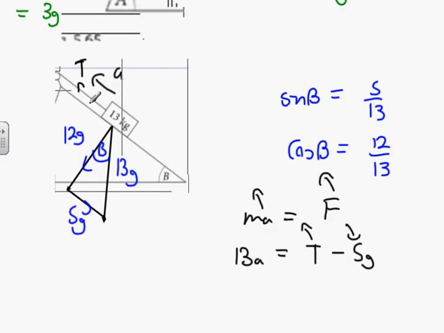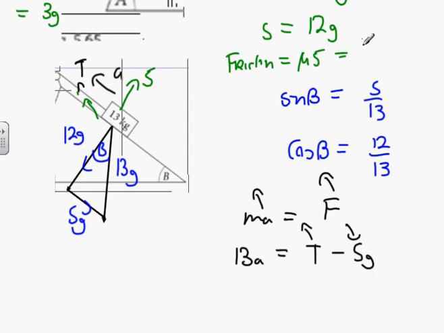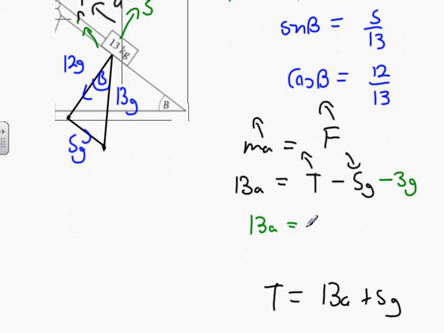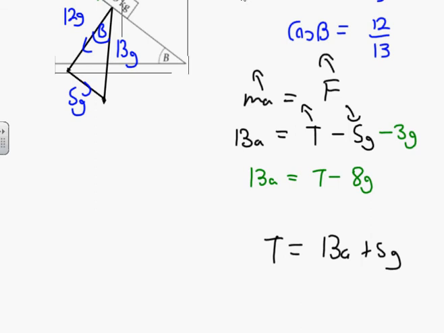What about here, guys? Friction once again at the back of it all. What's our S value this time? S value in exact opposite to the weight. S value is 12G. Your friction is going to be mu S, which is 1/4 of 12G, which is, somebody told me 3G. Okay, your friction's acting in the opposite direction, so you're going to have your minus 3G here. Then you're going to have 13A equals T minus 8G.